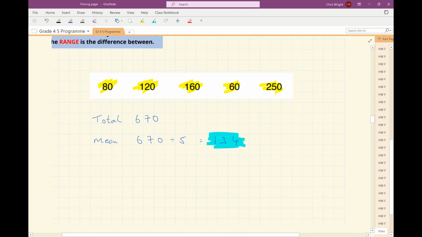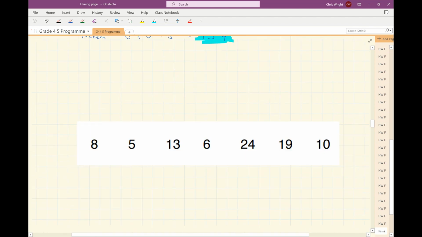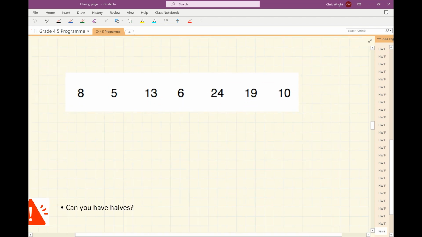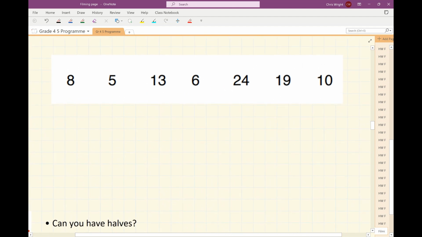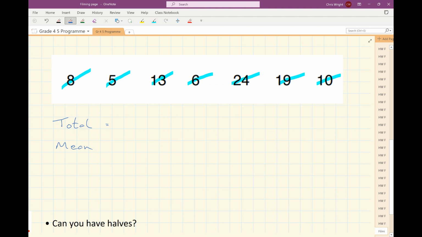All right, let's have a look at an example here. Why don't you pause the film, work this one out, it won't take you 2 minutes, and then see if you agree with me. Right, I'm going to get the total, and then to find the mean, I'm going to divide by 1, 2, 3, 4, 5, 6, 7.